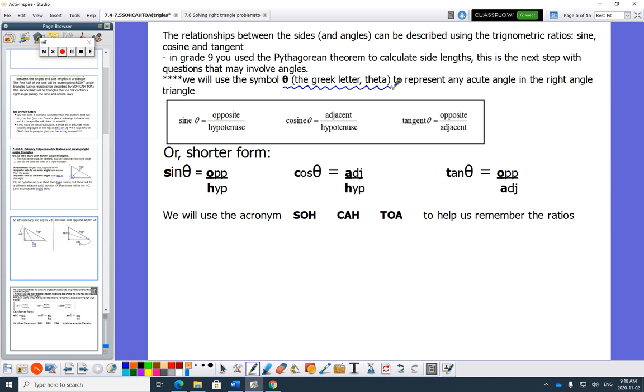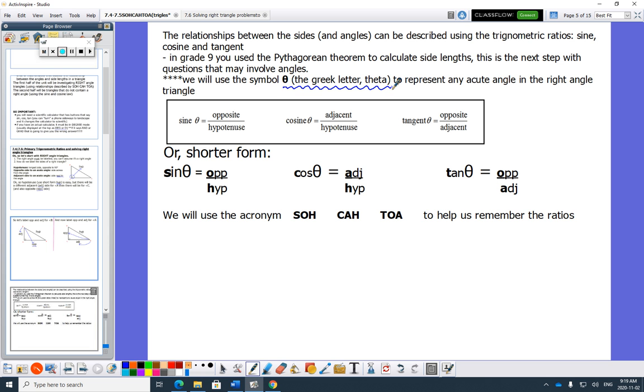So there are three angles and three trig ratios. Sine technically should have an E, but we use a short form, okay? So sine theta is the opposite side length over hypotenuse. Cosine, which we abbreviate to cos, is adjacent over hypotenuse. And tangent, which we shorten to tan, is opposite side over adjacent.